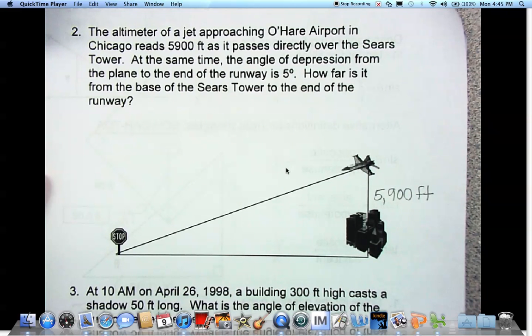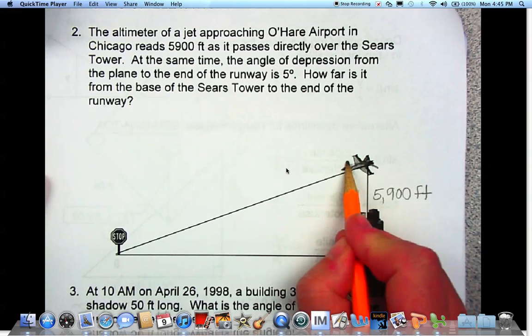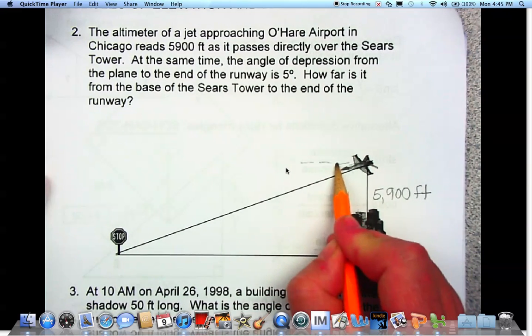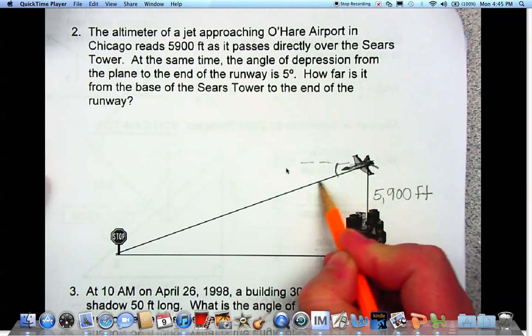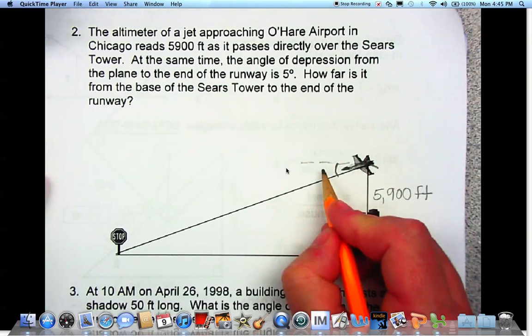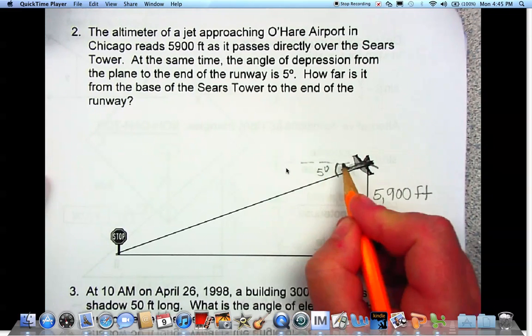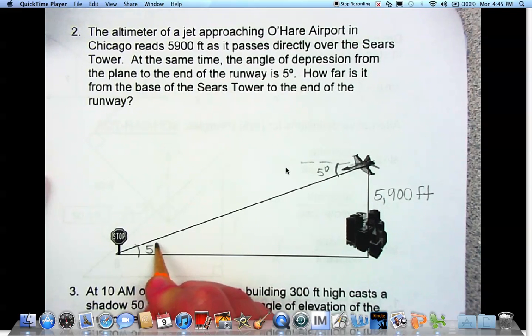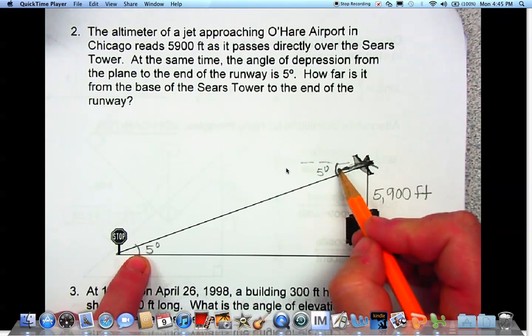At the same time, the angle of depression from the plane to the end of the runway is 5 degrees. So an angle of depression comes from the horizontal to the angle of depression here, and this is 5 degrees. Now that is the same angle as this one because these are alternate interior angles and they're equal.